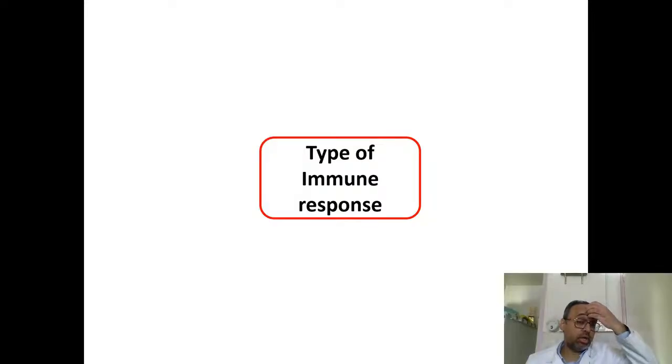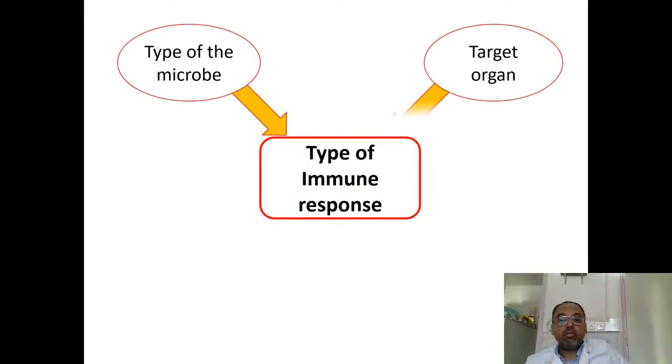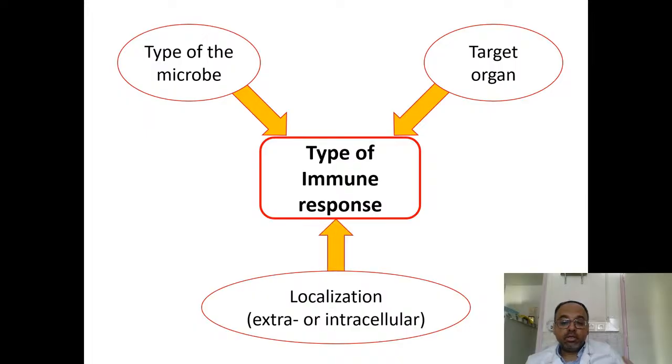And it's very important for us to know about them because, well, knowing the type of immune response would help us devise strategies to prevent the disease or even treat the disease. So there are three factors which are important in shaping the immune response against infectious agents. The first one is the type of the microbe or the pathogen, whether it's a virus, a bacterium, a fungus, or a worm. So that is important in determining the type of the immune response.